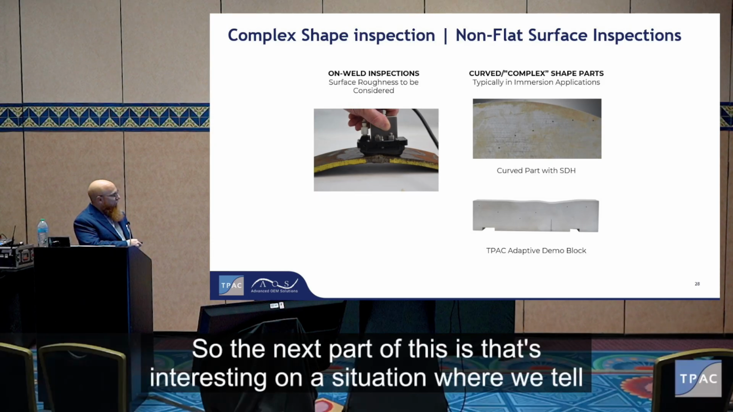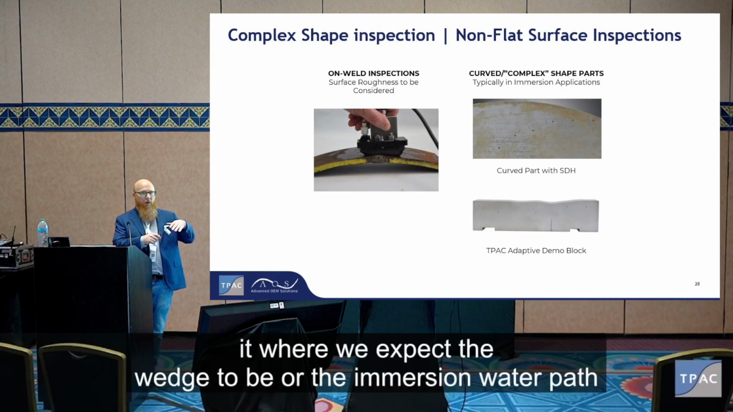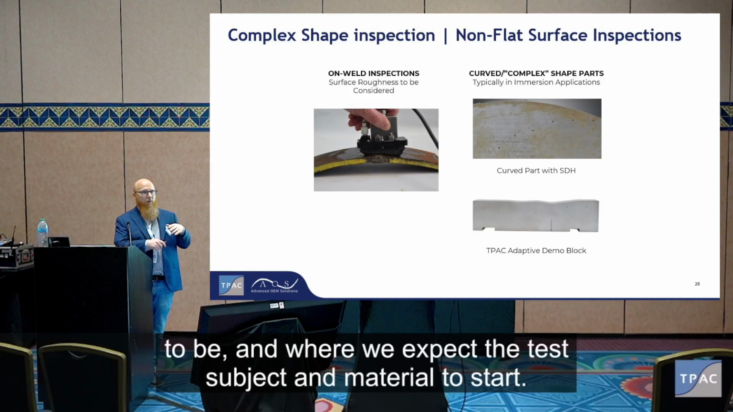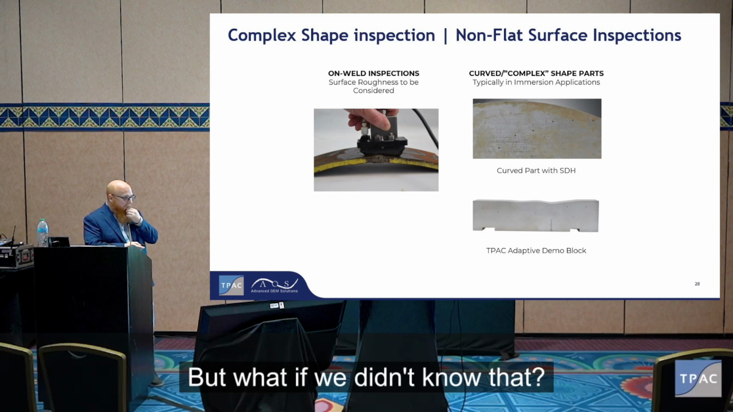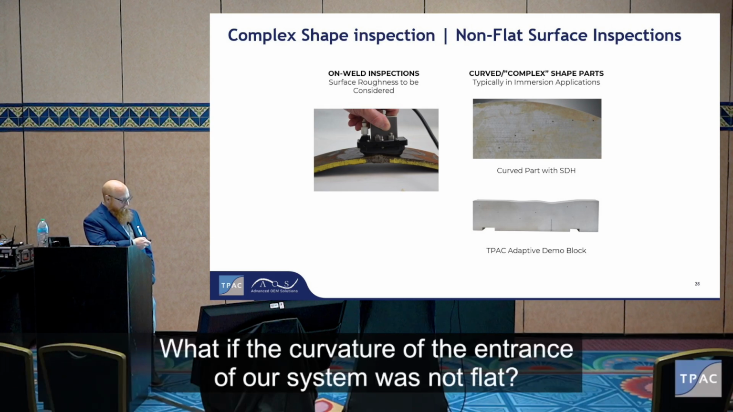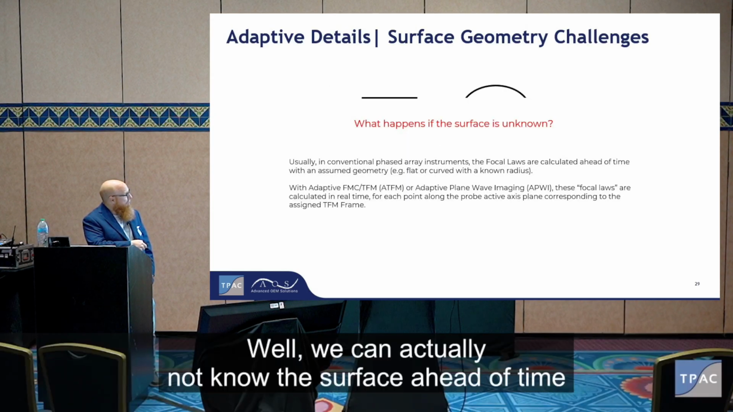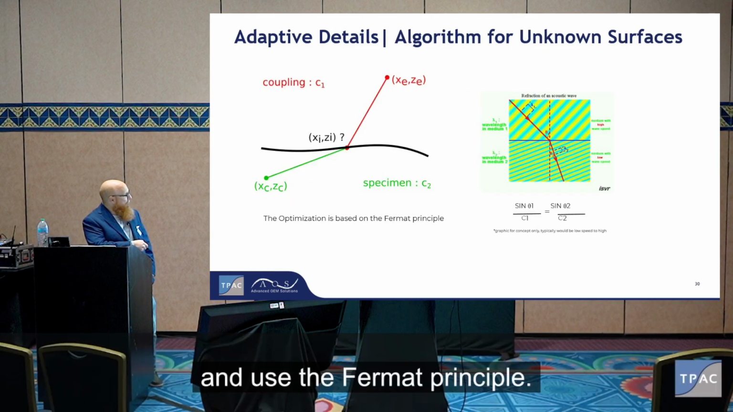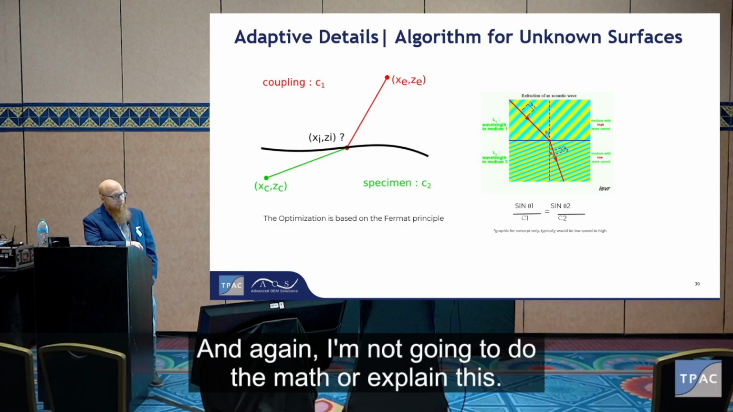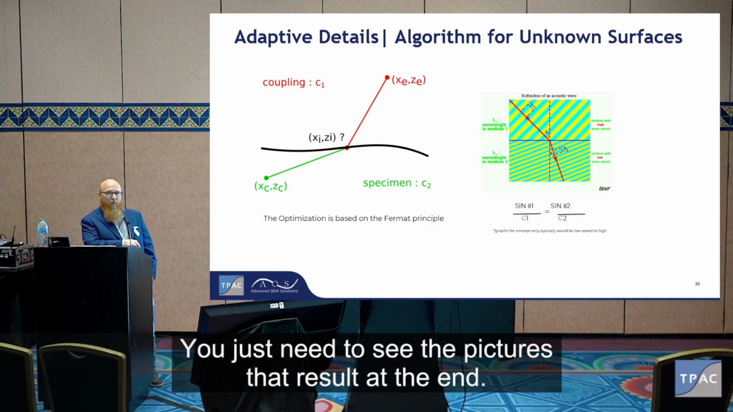So the next part of this is, that's interesting on a situation where we tell it where we expect the wedge to be, or the immersion water path to be, and where we expect the test subject and material to start. But what if we didn't know that? What if the curvature of the entrance of our system was not flat? Well, we can actually not know the surface ahead of time and use the Fermat principle. And I'm not going to do the math or explain this. It doesn't matter. You just need to see the pictures, the result at the end.